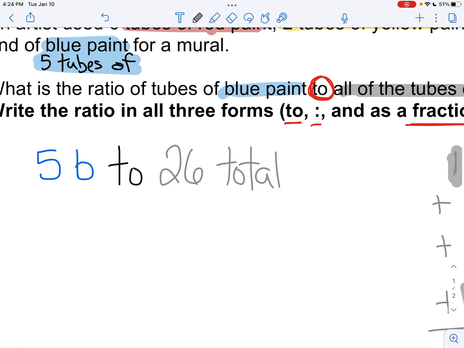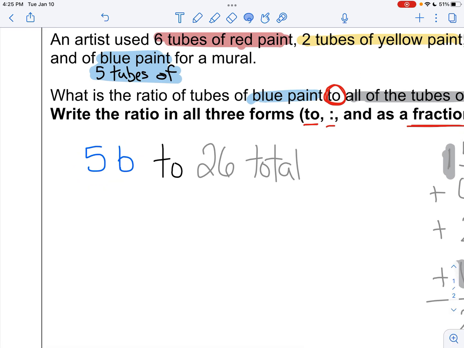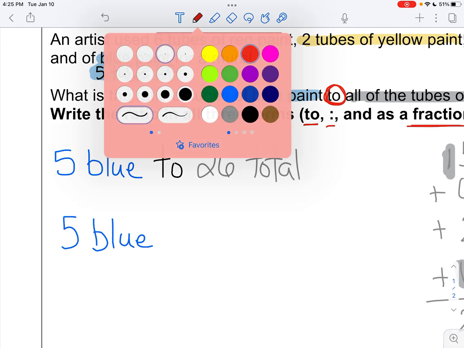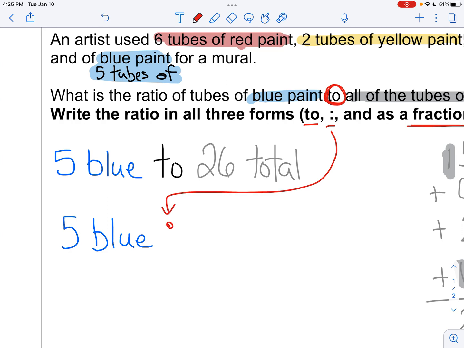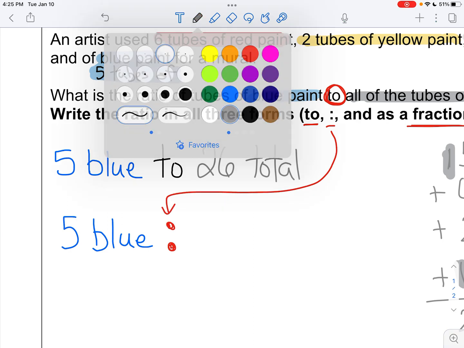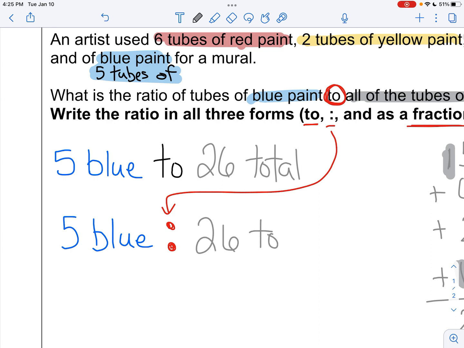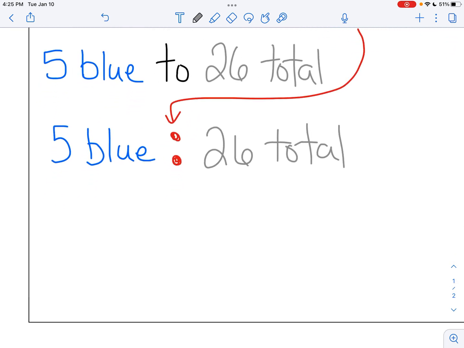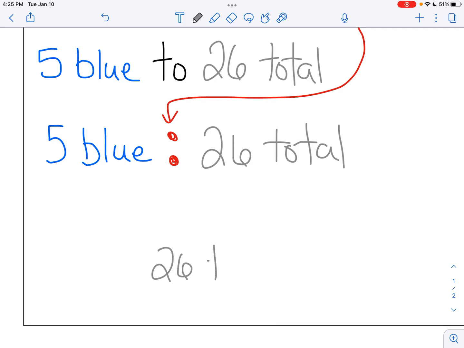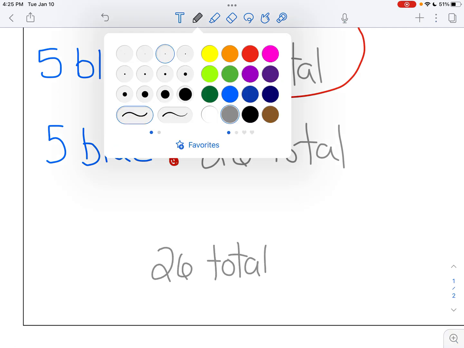So the first way that I can write this ratio is 5B to 26 total. And if that's a little bit confusing to you, I can move this over and make that the word blue, B-L-U-E, right? The next time I'm going to write it, I'm going to keep the order the same, 5 blue, and this time I'm going to use the colon. 26 total. And then the last one is as a traditional fraction because the second number is a total. All right, 26 total on the bottom of my fraction. And then the number of blue goes on top.